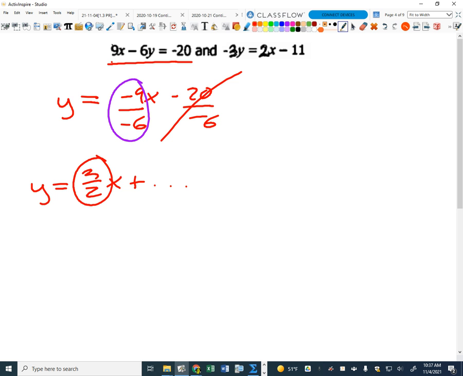How about the blue line? Here's our blue line. If I isolate the y, what am I going to get on the other side?